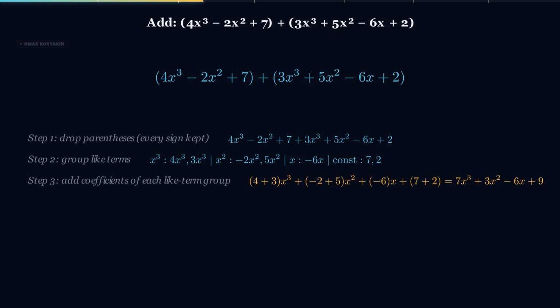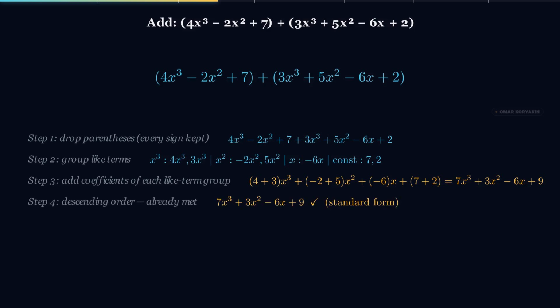Step 3. Combine each like term group by adding coefficients. The x cubed terms 4 plus 3 equals 7, so the combined x cubed term is 7x cubed. The x squared terms negative 2 plus 5 equals 3, so the combined x squared term is 3x squared. The x term is negative 6x, unchanged because it has no like term partner. The constant 7 plus 2 equals 9, so the combined constant is 9.